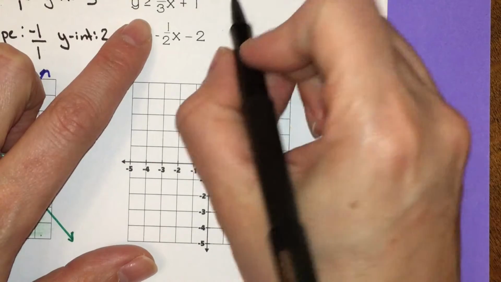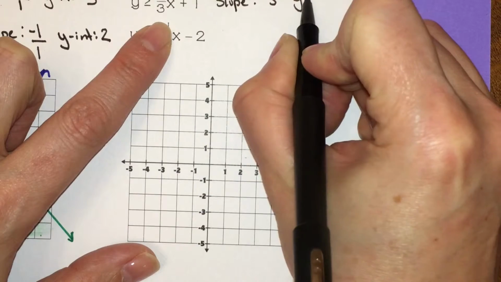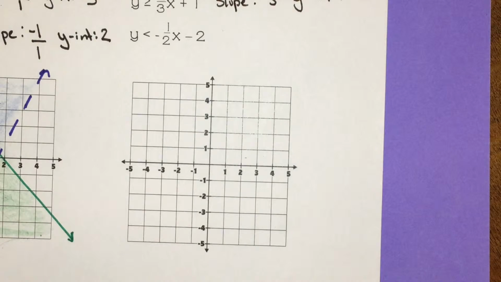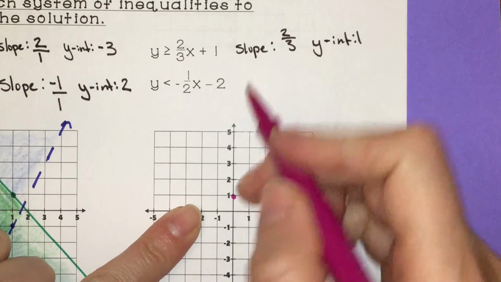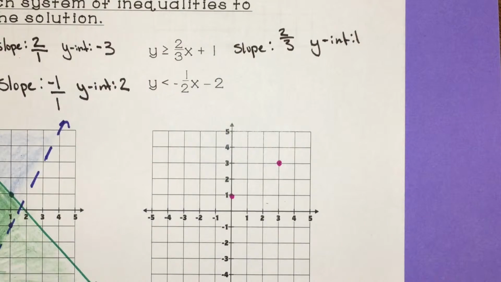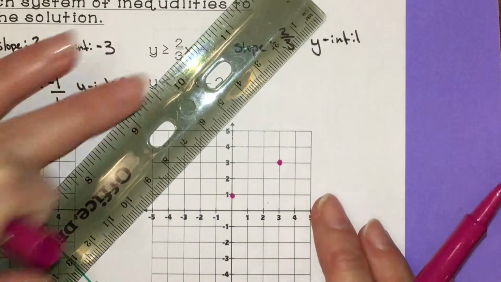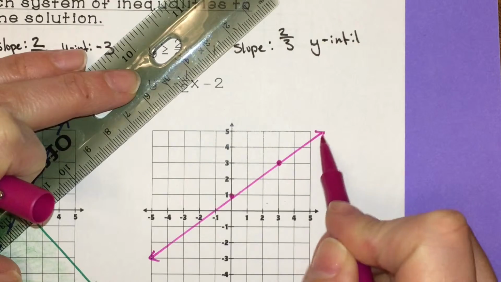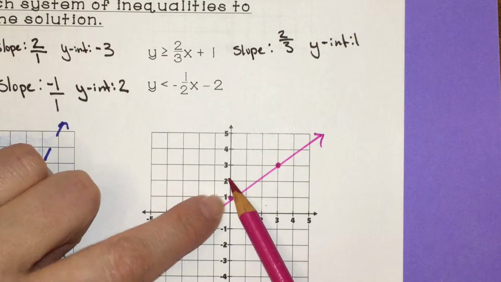All right, so this one, we have a slope of 2/3, y-intercept of 1. So it goes through our y-axis at 1. Slope is rise 2, run 3, and both are positive, so up 2 to the right 3. And it's greater than or equal to. Because it's or equal to, it has to be a solid line. And greater than. Well, if I look where my line goes through the y-axis, greater than would be above.